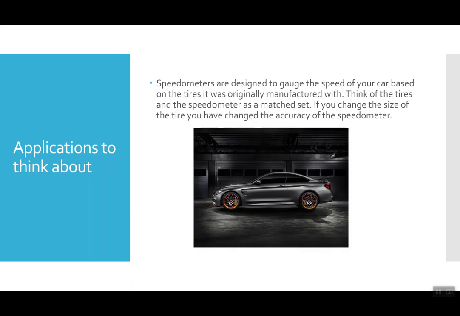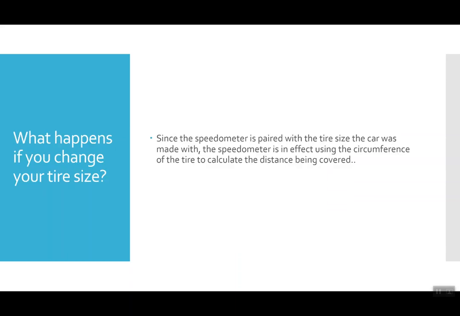So let's think about some application to this. Speedometers are designed to gauge the speed of your car based on the tires it was originally manufactured with. So you kind of think of the tires and speedometer as a matched set. If you change the size of the tire, you've changed the accuracy of your speedometer. Since the speedometer is paired to the tire size, the speedometer is in effect using the circumference of the tire to calculate the distance being covered by every rotation.